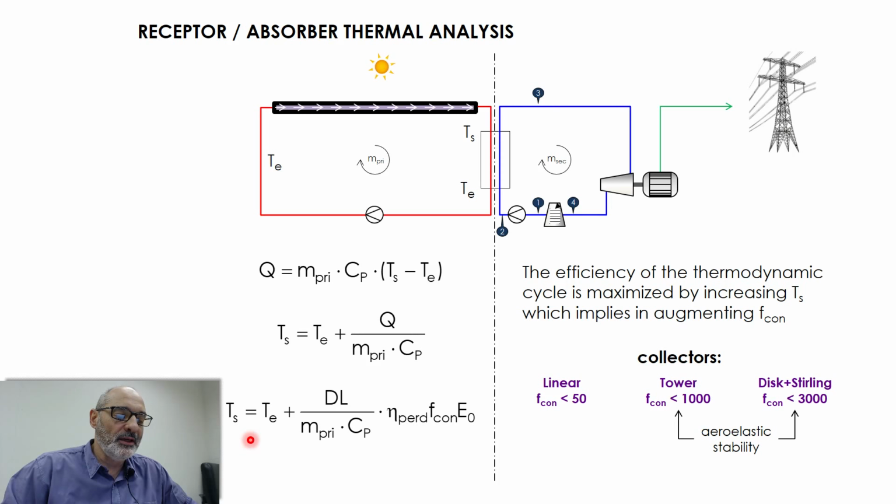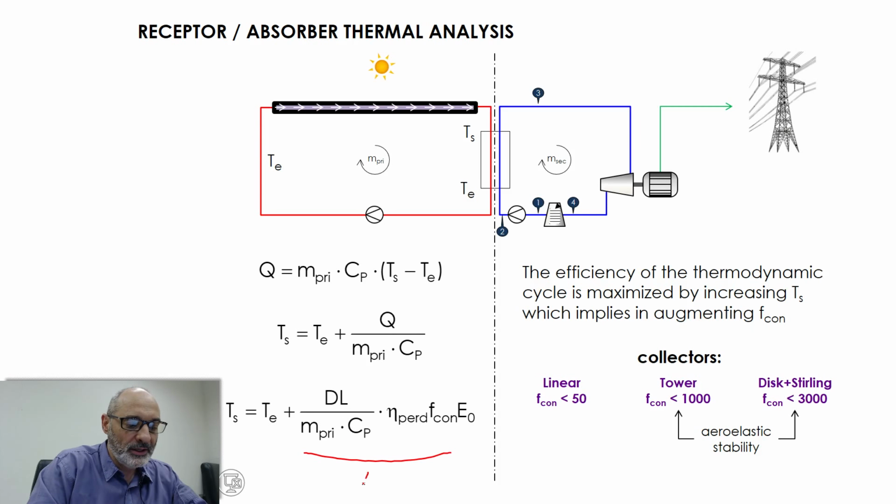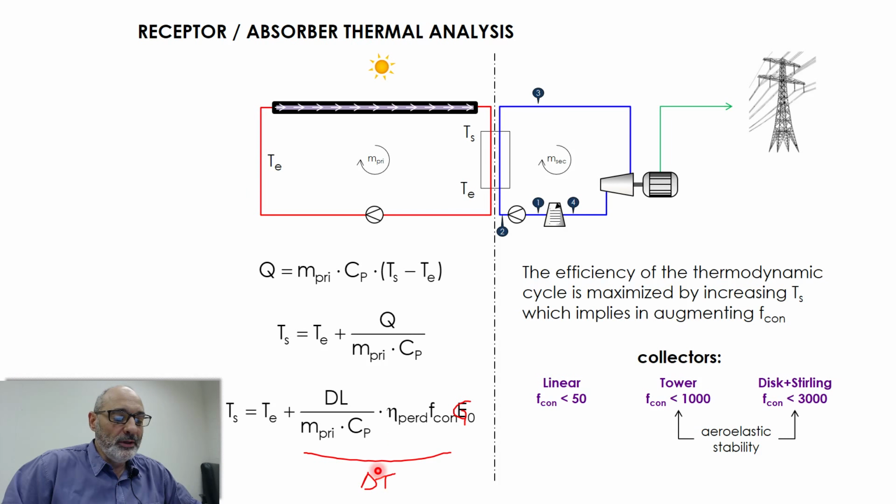So TS is equal to TE plus something. This is the amount of heat that is being transformed into a certain delta T. It's worth writing this down. So this term here is delta T. And I just saw I wrote E and it's G0. Right now we don't have a definition for TE or for TS, but we're going to use this formula in a few moments.